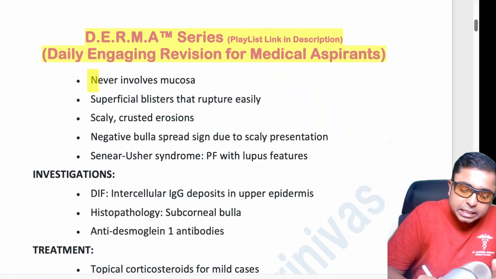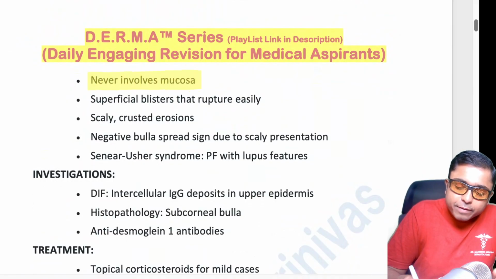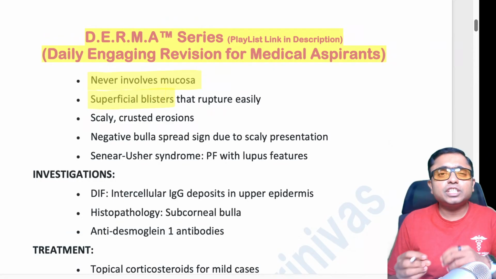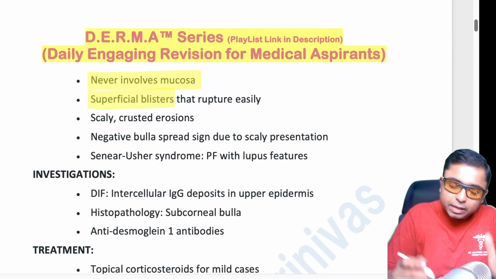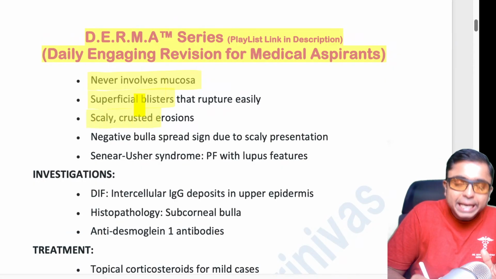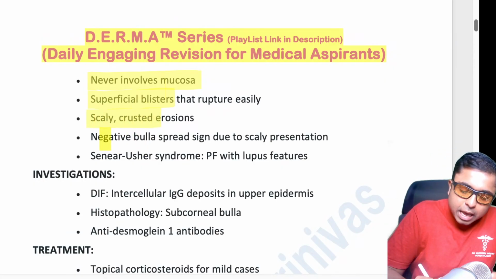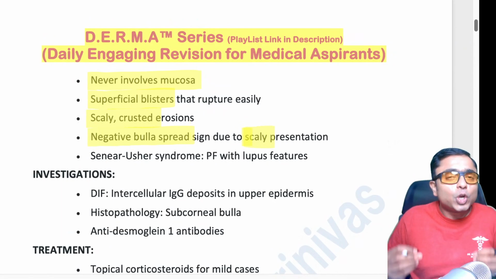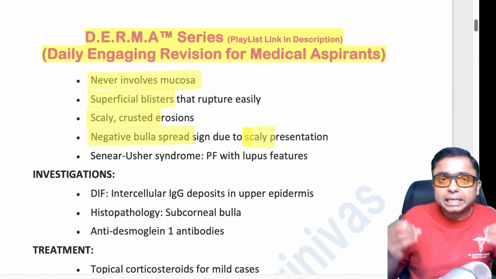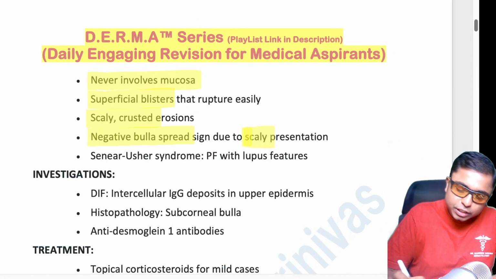Pemphigus foliaceus is never going to involve the mucosa, and we are going to see superficial blisters which easily rupture. So seeing a patient with intact blisters is very difficult in Pemphigus foliaceus. What we are going to see is scaling, crusting and erosions. And remember, the bulla spread sign will be negative in this because it is not having any blisters. Basically, it will be scaly and crusted lesions which are seen.